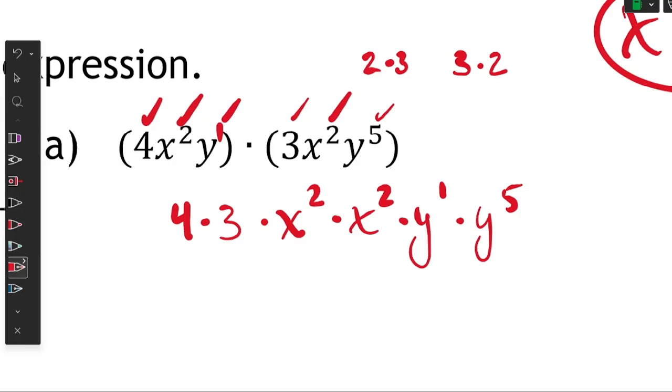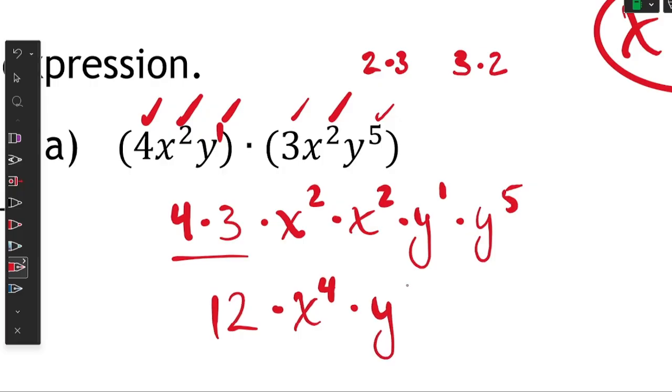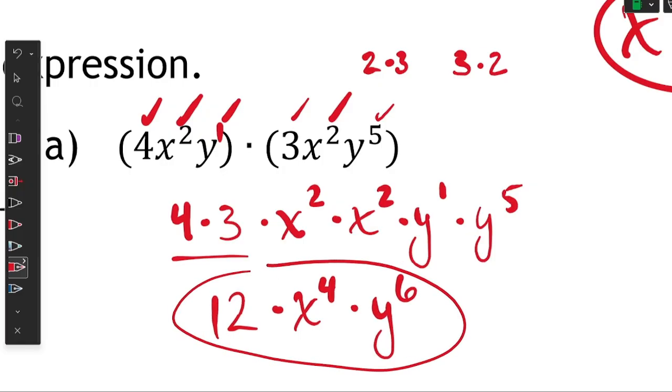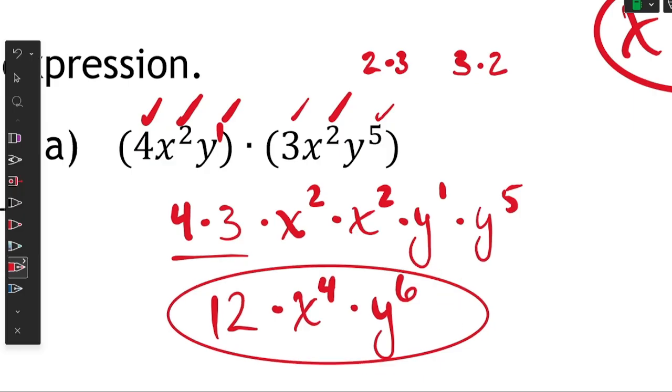So looking at all this, the first thing I notice is, oh, 4 times 3 is the number 12. And then I've got x squared times x squared. That's 2 factors of x times 2 more factors of x. So that's exactly 4 factors of x. And then I have a single factor of y times 5 factors of y. That's exactly 6 factors. 1 plus 5 is 6. So this simplifies to 12 times x to the 4th, y to the 6th.